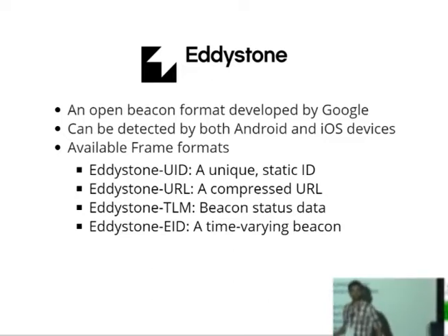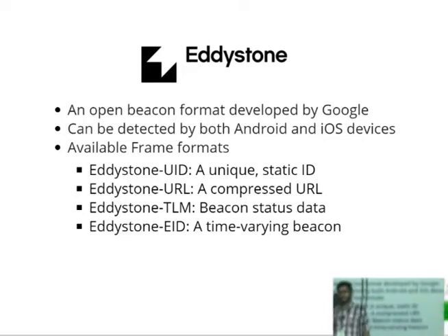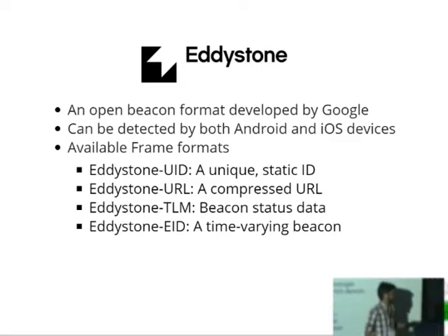The third frame type is TLM, Eddystone TLM. This is telemetry data. It's metadata about the beacon, like sensor data and battery status. This enables you to get more data from the beacons. The fourth case is EID. Eddystone EID is actually the same as UID. The only difference is it is ephemeral, that is, time variant. It changes with time to give dynamic values to the UID of the beacon.